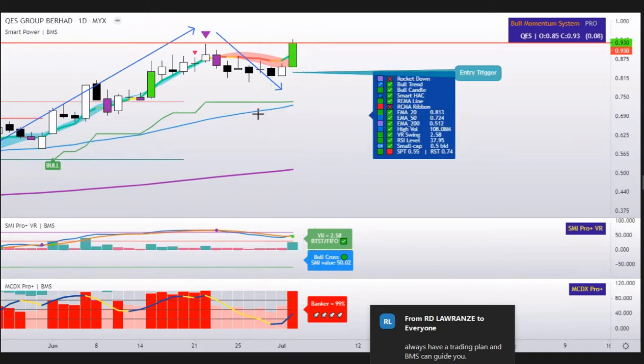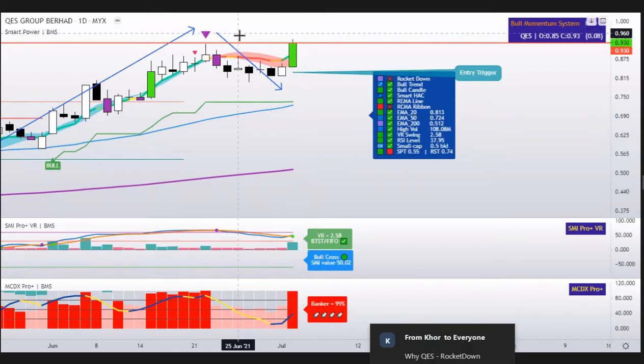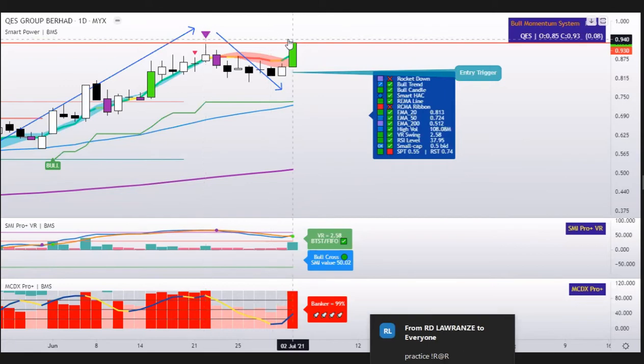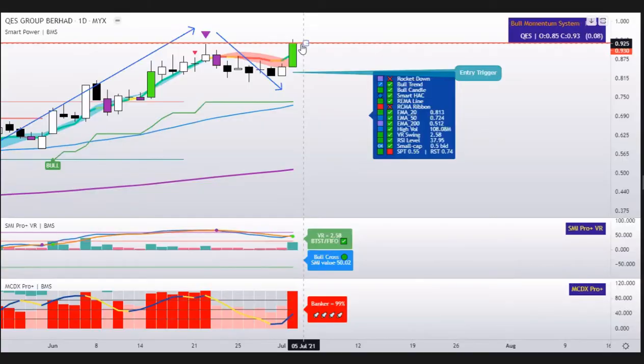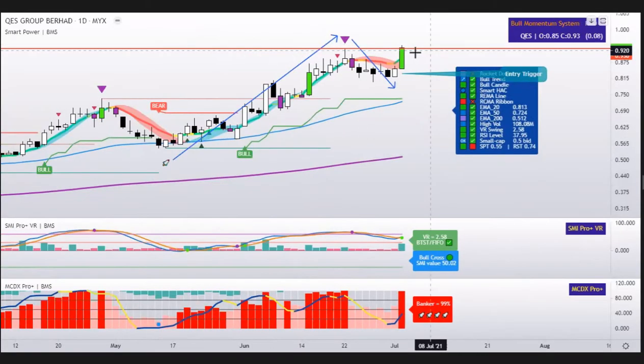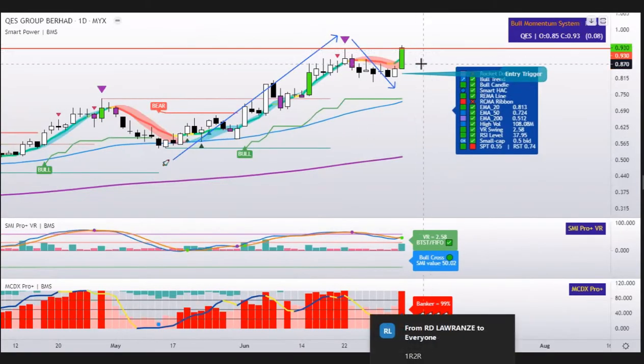Okay, so the price is trying to break out. Now, if the price is able to break out higher than this purple triangle, then you can say that it's really a breakout, all right, a successful breakout. Now, at the moment, we don't enter first, all right, because there's no other confirmation signal. There's no rocket. There's nothing.